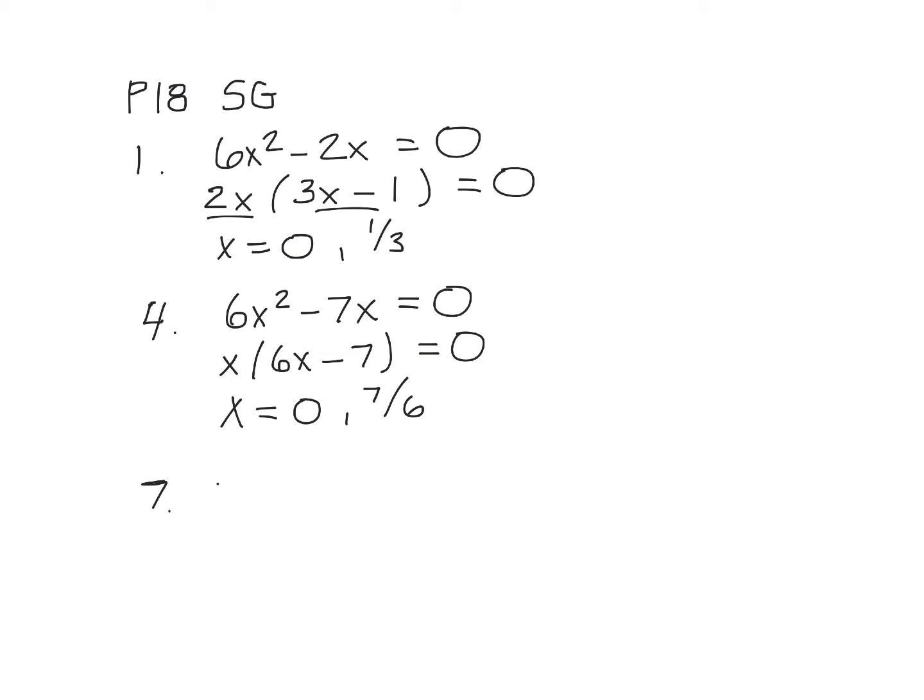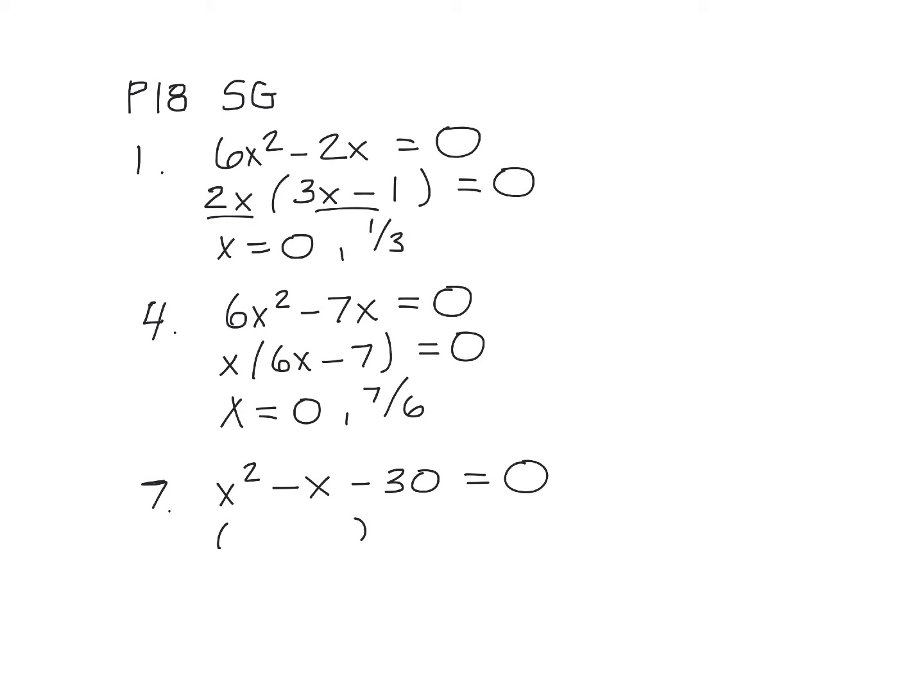Number 7 is x squared minus x minus 30 is equal to 0. So going through our techniques, our process, there is no greatest common factor. It is not difference of squares because there's not two terms. Is it a PST, a perfect square trinomial? No, because 30 is not a perfect square. So this is a trial and error.